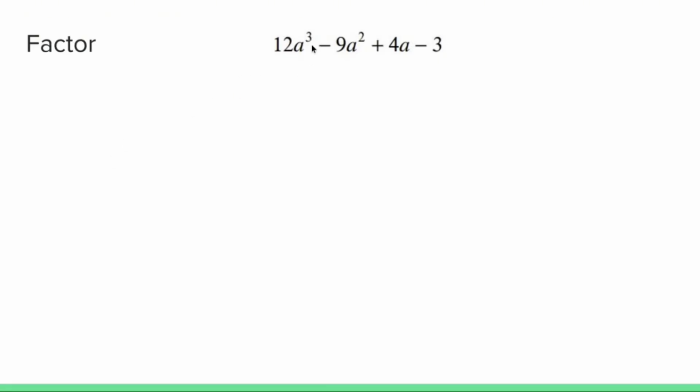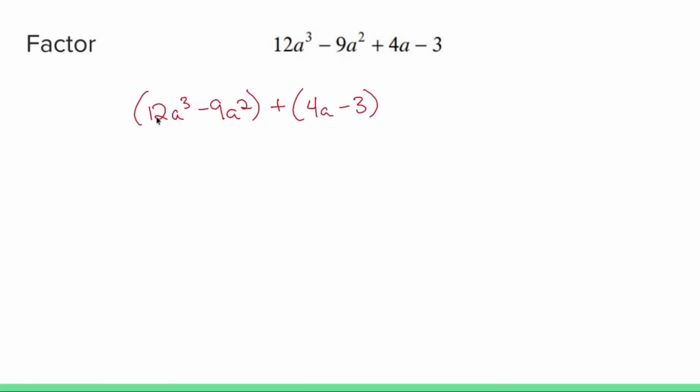Factor 12a cubed minus 9a squared plus 4a minus 3. We are going to factor this by grouping. What we're going to do is group the first two terms in parentheses like so. Make sure there's a plus sign in between, and group the last two terms in parentheses like so.